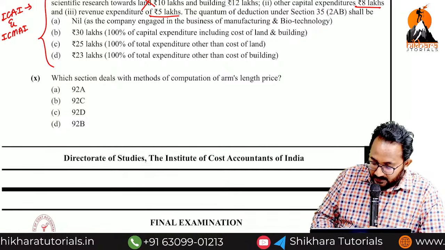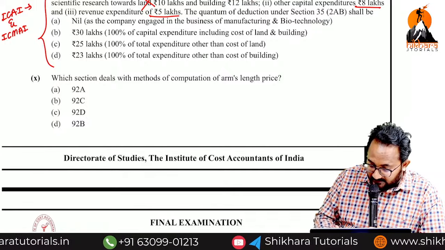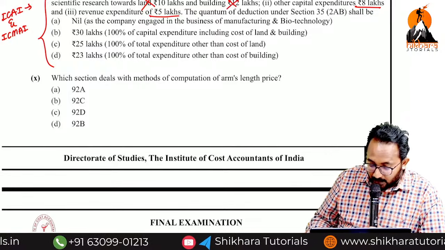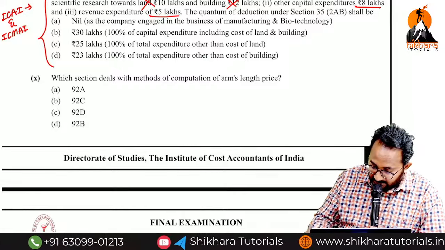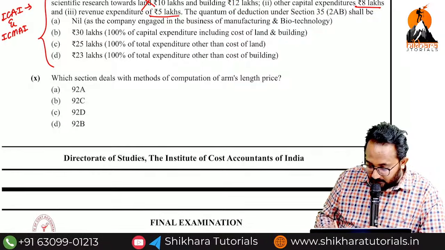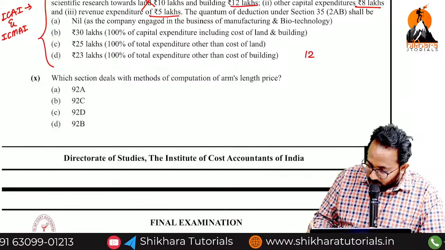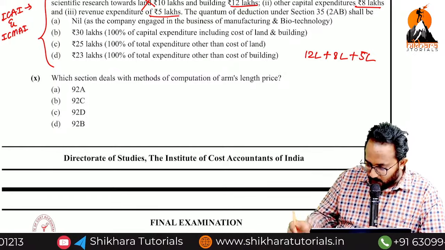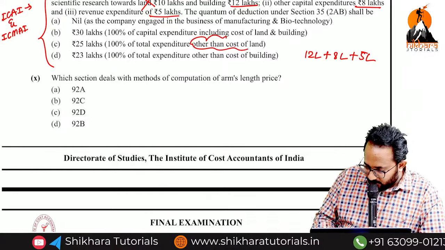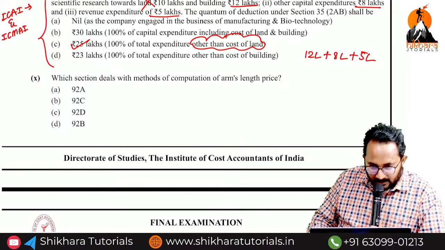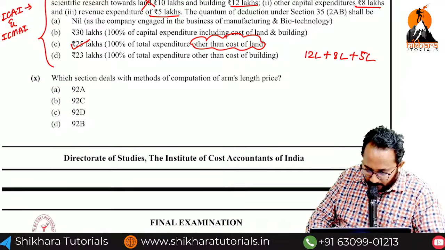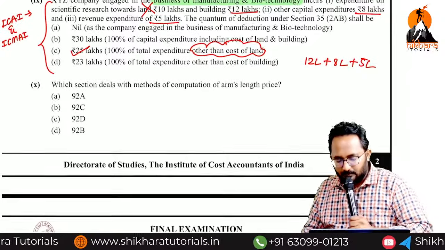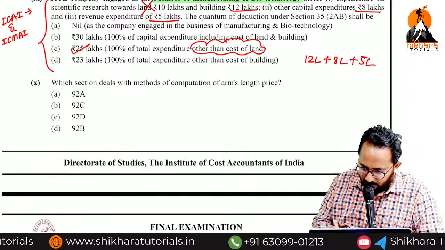To be honest, if you read the plain provision of Section 35, only other than land and building is available. But now ICAI has taken one stand. Can you tell me what that is? Now this 12 lakh is also available. Now what are the available things? 12 lakh plus 8 lakh plus 5 lakh, that is 25 lakh, other than cost of land. So in the exam you have to keep this. Remember, on a plain reading of the provision, in earlier attempts I also took this MCQ, but that is wrong. But no problem, you have to keep this answer of 25 lakh only.